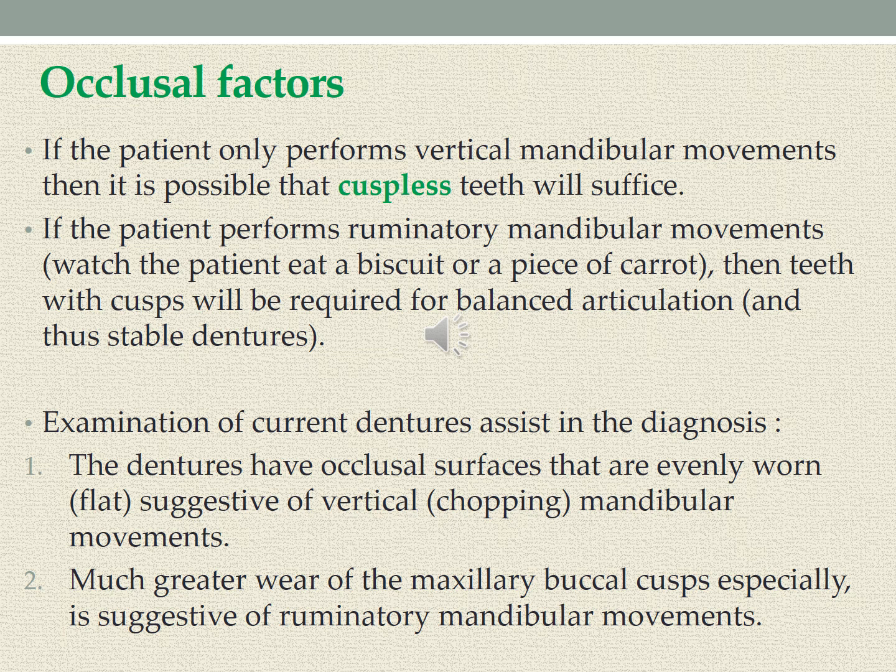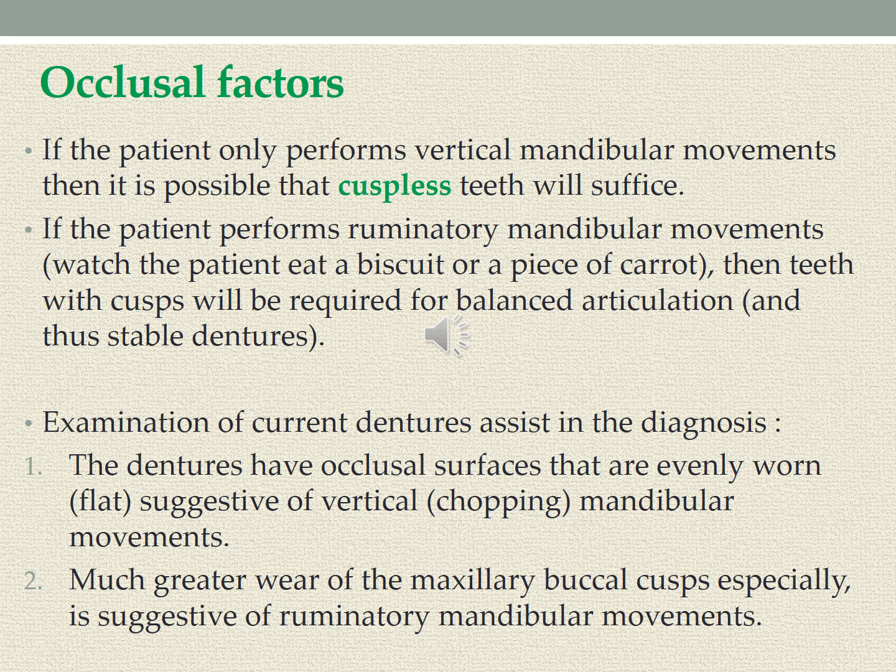How occlusal factors affect the selection of posterior teeth. Now, if you have a patient who only performs vertical mandibular movements during chewing, then it is possible to use cuspless teeth for this patient because he doesn't move his mandible in the lateral positions. On the other hand, if the patient performs rotatory mandibular movements, when you watch the patient eating a biscuit or a piece of carrot, then teeth with cusps will be required for balanced articulation and stable dentures. So he's doing more movements of the mandible, so we need more cusps.